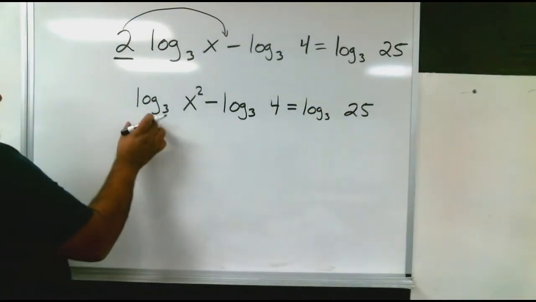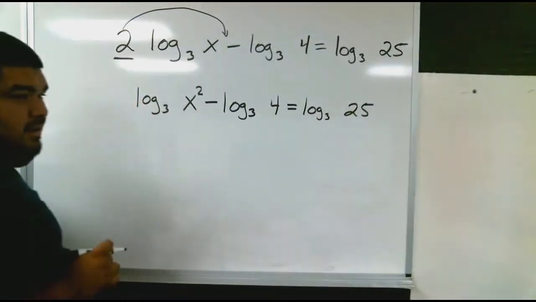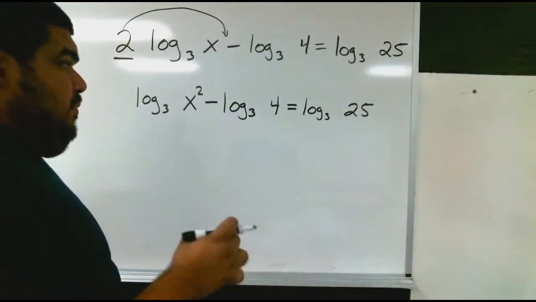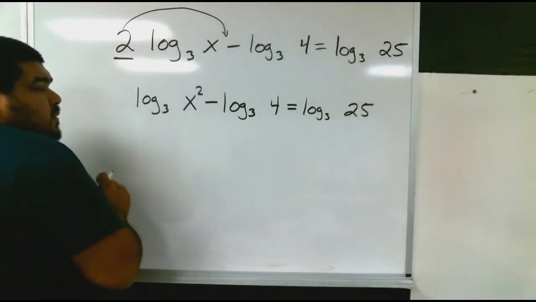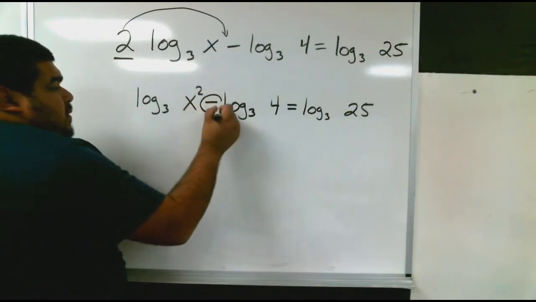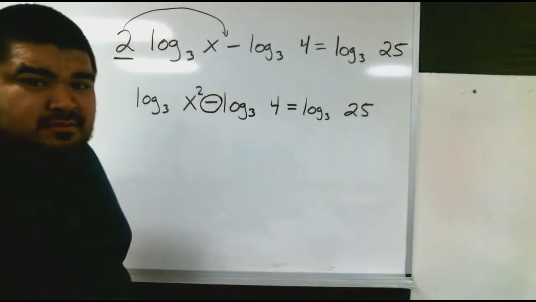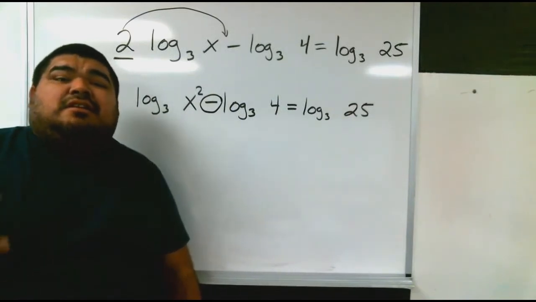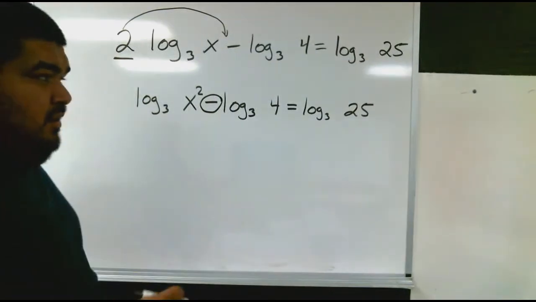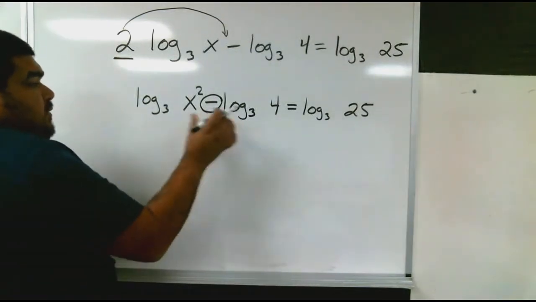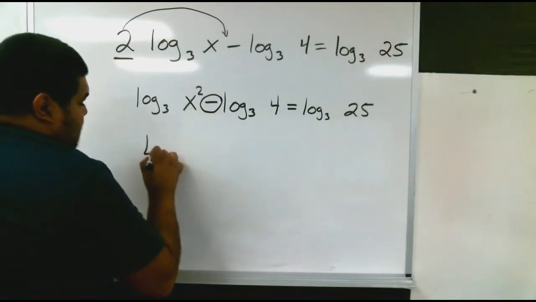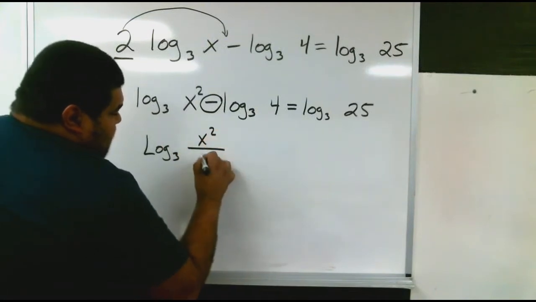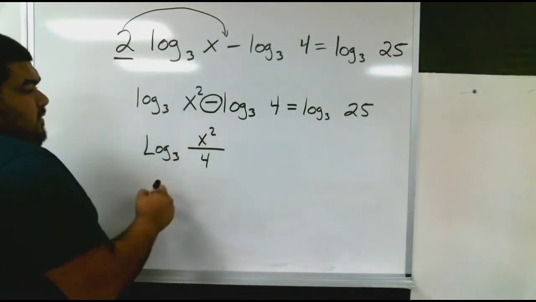Now they're all kind of similar. Now we have log of 3, log of 3, log of 3. The next step is to look at the sign between both logs, on one side. Notice that we have a subtraction sign. If you remember, the opposite of subtraction when it comes to logs is division. So we're going to write only one log because we're going to combine them. So we're going to have log 3x squared over 4. We're going to drop that second one because we already have it.